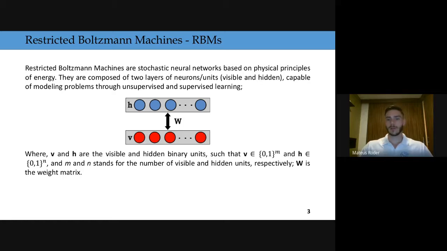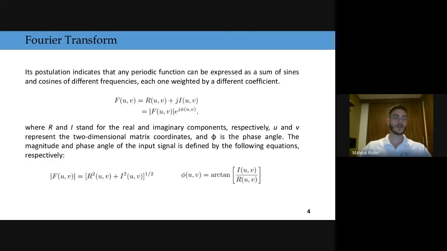The RBMs are stochastic neural networks based on physical principles of energy. They are composed of two layers of neurons or units, one visible and one hidden, capable of modeling problems through unsupervised or supervised learning. Here we have a schema in which the V vector stands for the visible layer and the H vector stands for the hidden layer. And as I said, V and H are the visible and hidden binary units, but if the input data that the visible layer receives are normalized in a Gaussian distribution, we can use continuous units, and the W stands for the weight matrix.